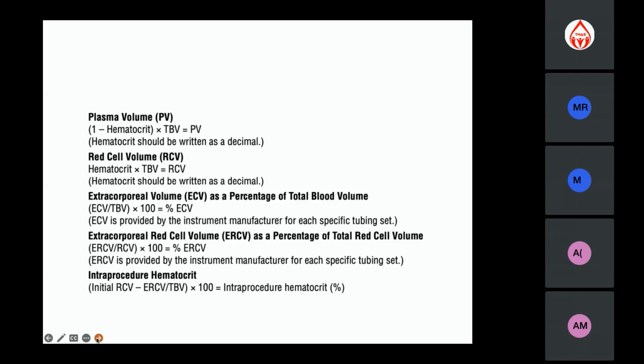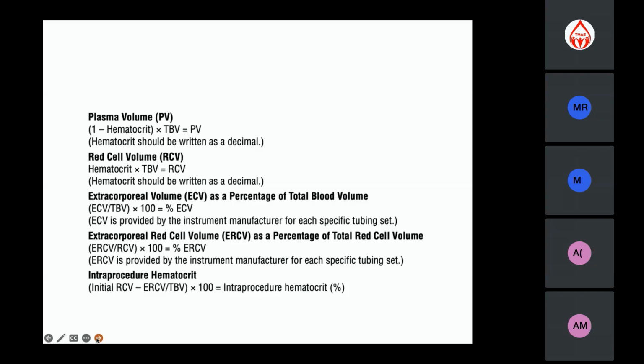The other formulas commonly used in apheresis: plasma volume is 1 minus hematocrit. We know the hematocrit of the patient, and we subtract it from 1. In this case it is 1 minus 0.3, into the total blood volume, which gives us the plasma volume. If you want the red cell volume, you can directly multiply the hematocrit in decimal form, 0.3, into the total blood volume. That gives us the red cell volume.